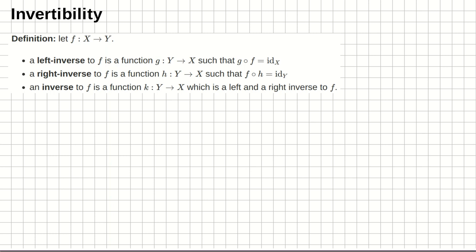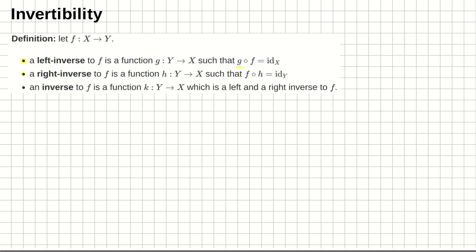So I'll start by reading the definition of various different invertibility properties a function might have. We begin with a function f from a set x to a set y, and then we have three definitions. First of all, a left inverse to f is a function from y to x, let's call it g, with the property that when you compose g with f, so g is on the left of f, then you get the identity function on x. This is called a left inverse because the g appears in this composition on the left of f.